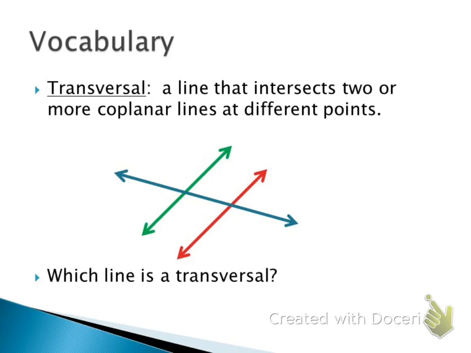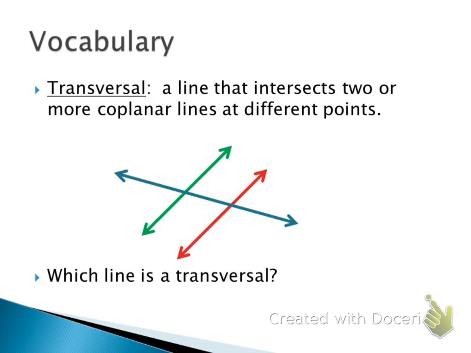Alright, so your first vocabulary word today is a transversal. A transversal is a line that intersects two or more coplanar lines at different points. So, we have three lines here, the green one, the red one, and the blue one. Which one do you think is the transversal when you're given that definition?